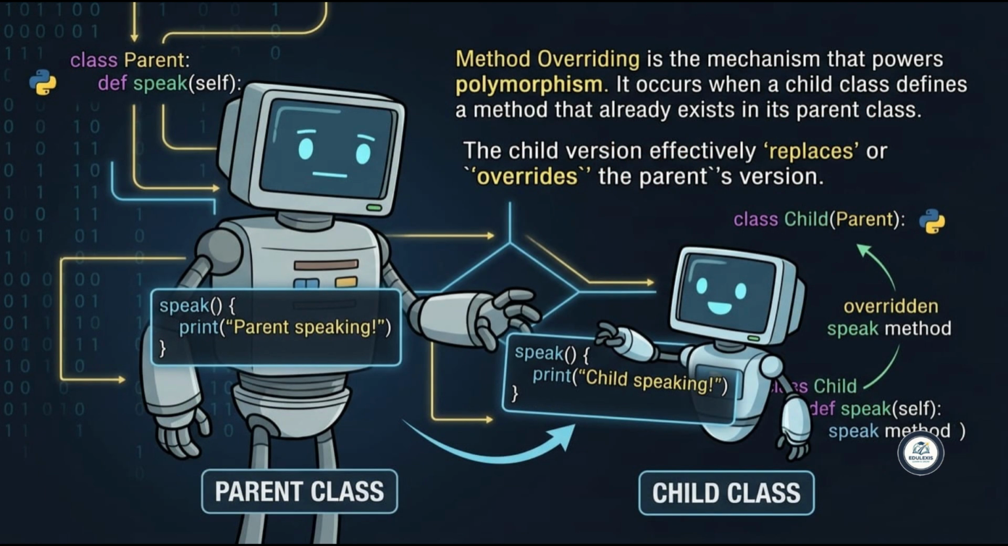Method overriding is the mechanism that powers polymorphism. It occurs when a child class defines a method that already exists in its parent class. The child version effectively replaces, or overrides, the parent's version.